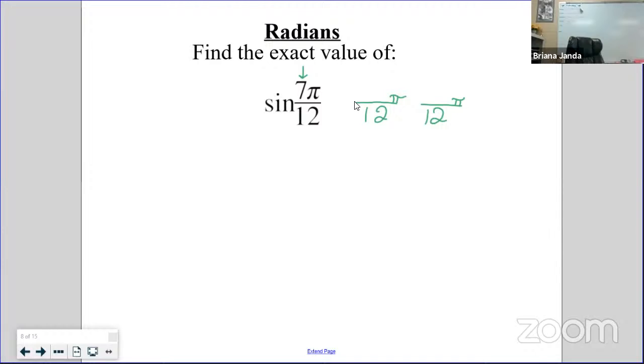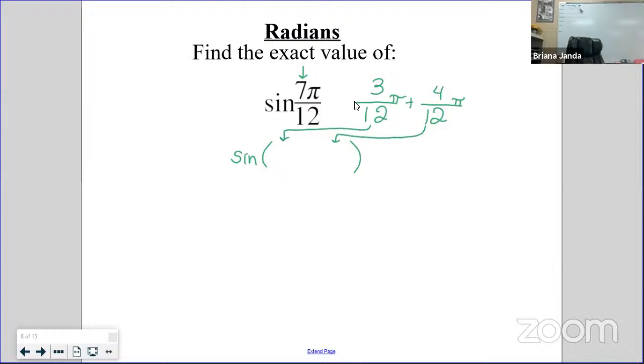3 and 4 would be a great option. 3 plus 4 is 7. 3 and 12 simplify, 4 and 12 simplify. Order does not matter. 3 plus 4, 7. 3 over 12 simplifies. 4 over 12 simplifies. So now what I'm going to do, come down here and write the simplified version of those 2 fractions.